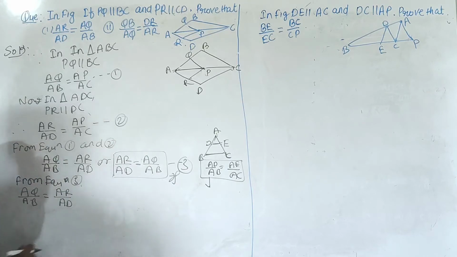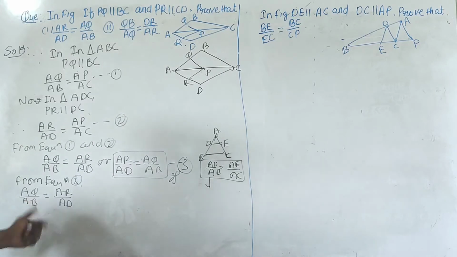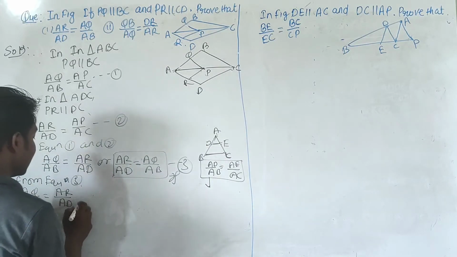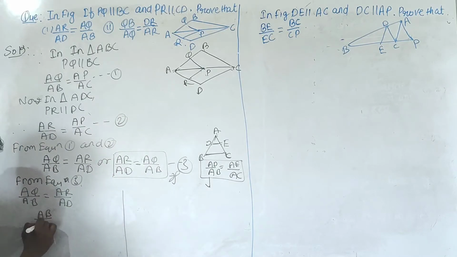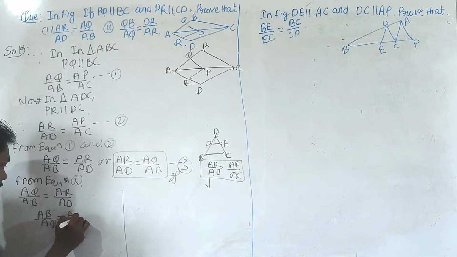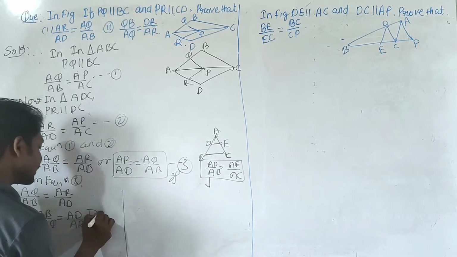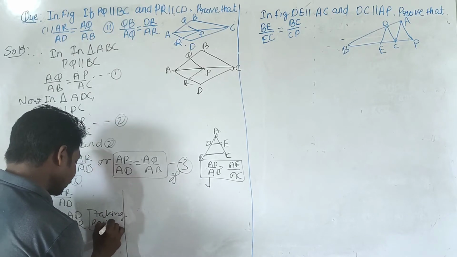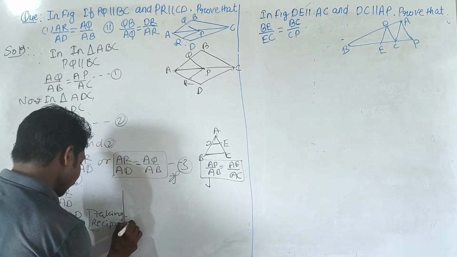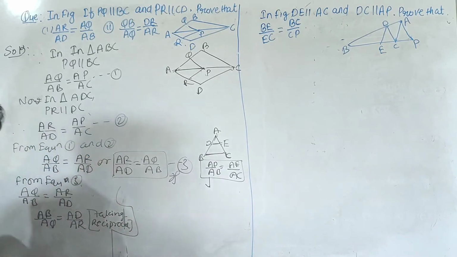Now take the reciprocal of this. By taking the reciprocal, it becomes AB by AQ equals AD by AR. I hope everybody understood this one.